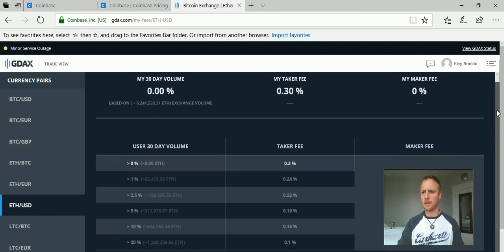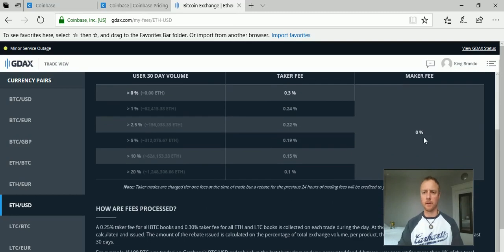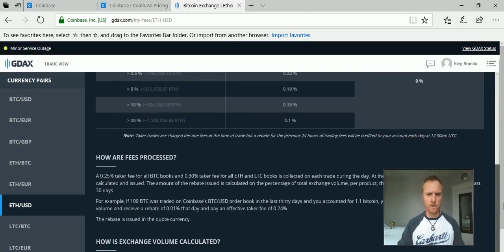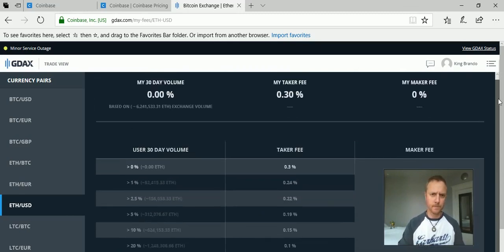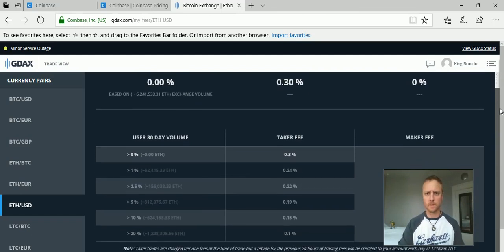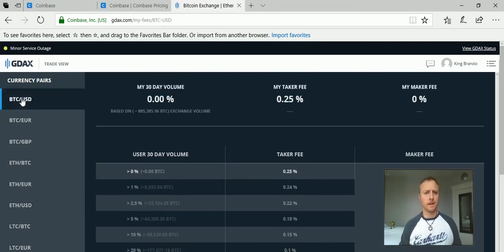Let's take a look at the maker fee. It's hiding behind me. Oh, look at there. 0%. So you use your limits, you set those, that's a 0% fee. Now, is the taker fee the same for using a stop? I believe it is. Yes. I'm pretty sure.